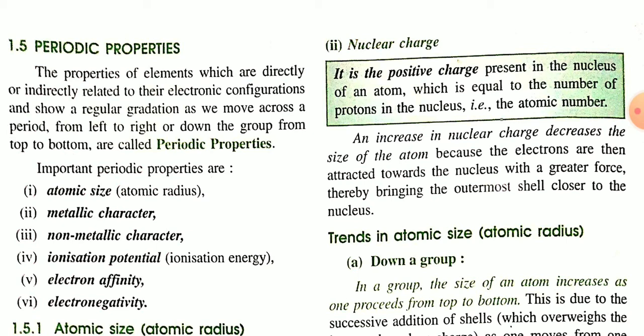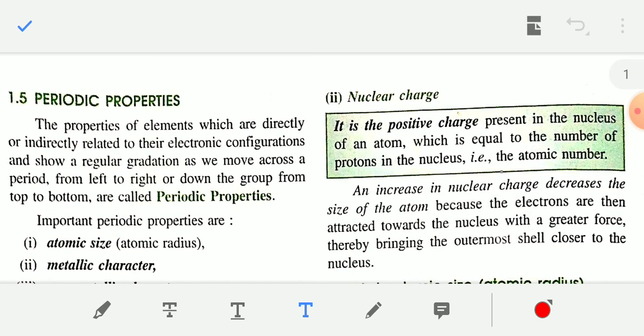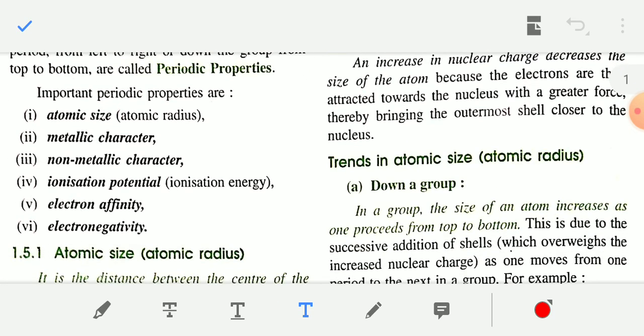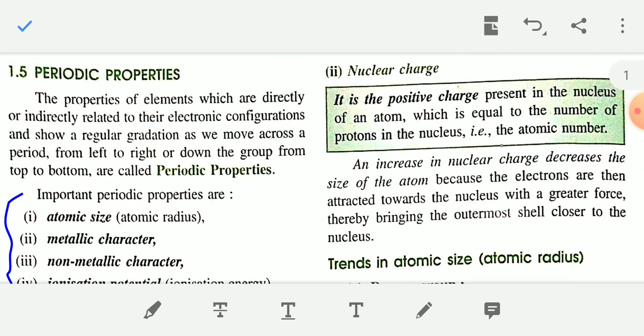What are these periodic properties? There are some important periodic properties like atomic size, metallic character, non-metallic character, ionization potential, also called ionization energy, electron affinity, and electronegativity. These properties are called periodic properties because they show a regular variation or gradation in the periodic table.